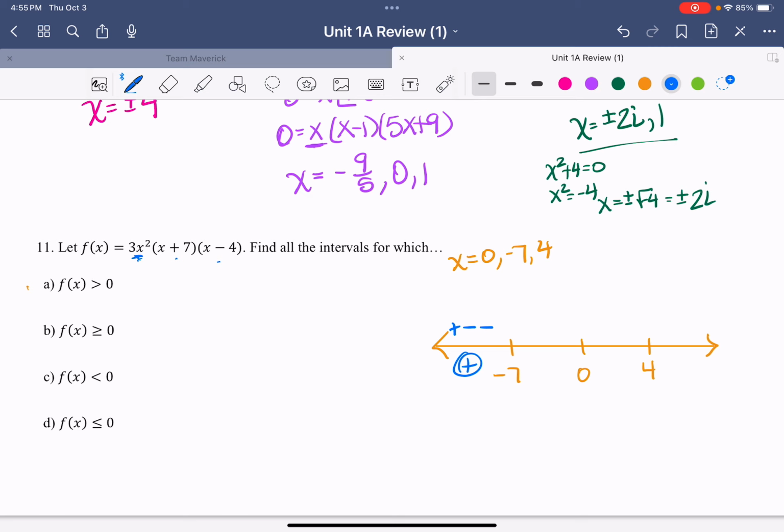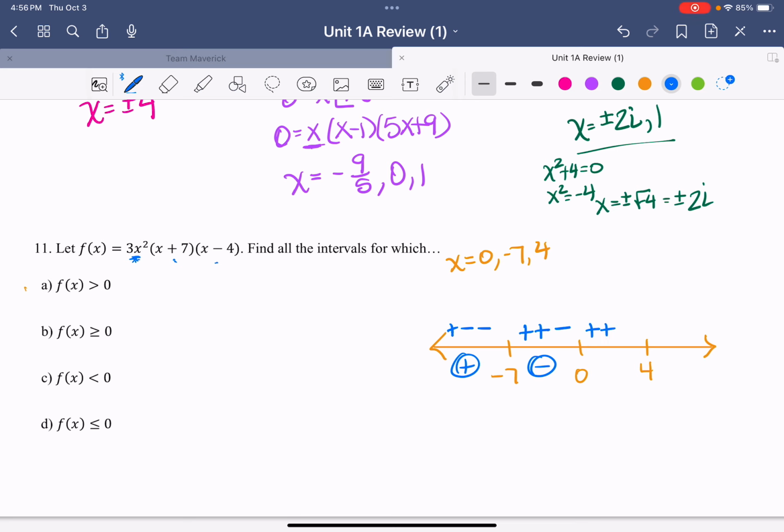Between negative 7 and 0, I could do negative 1. The first thing here is going to be positive no matter what. Negative 1 plus 7 is positive. Negative 1 minus 4 is negative. This is negative overall. Then between 0 and 4, I could pick 1. The first one is positive no matter what. 1 plus 7 is positive. 1 minus 4 is negative. That makes this negative overall.